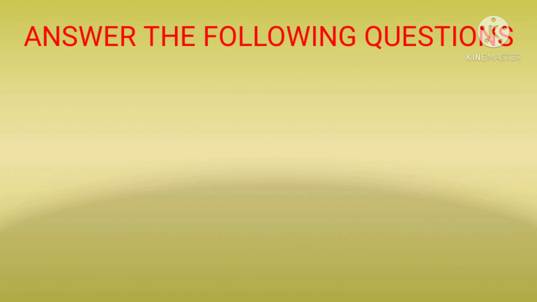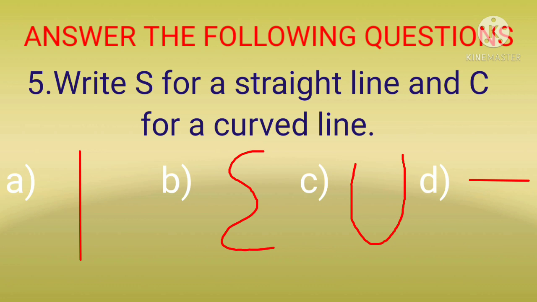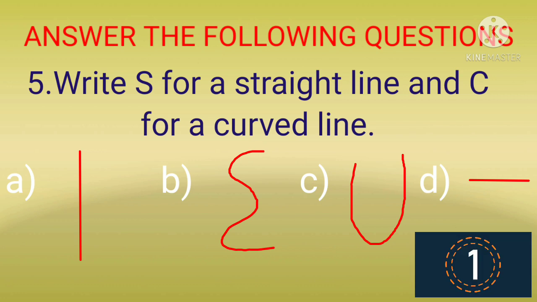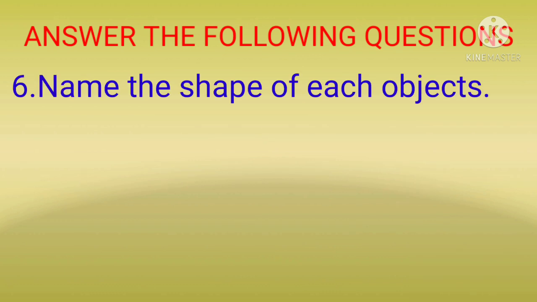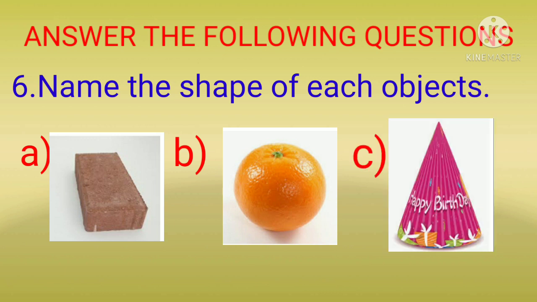Section 2. Answer the following questions. Fifth question. Write S for a straight line and C for a curved line. Your time starts now. Sixth question. Name the shape of each object. A. Brick. B. Orange. C. Birthday cap. Your time starts now.